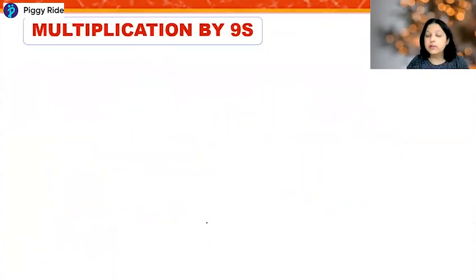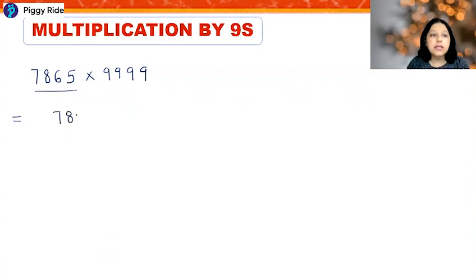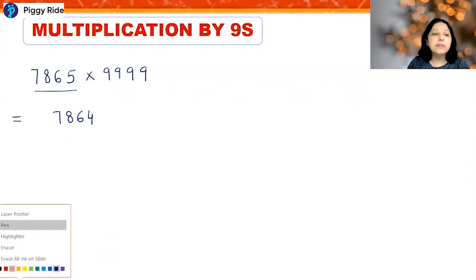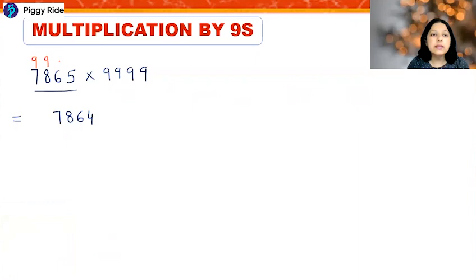Let's take another example of equal nines and equal digits. Suppose you have 4 digits. Let's take 7, 8, 6, 5. You want to multiply it with 4 nines. You can see it here, we have 4 digits and 4 nines here. So same step, subtract 1 from this number, so it will be 7, 8, 6, 4. And now you subtract this number from 9, 9, 9, and the last from 10.